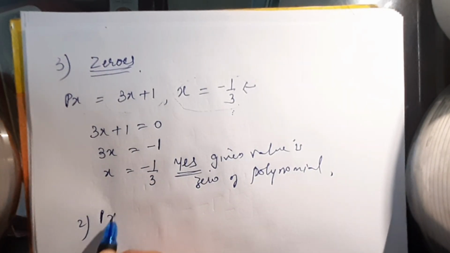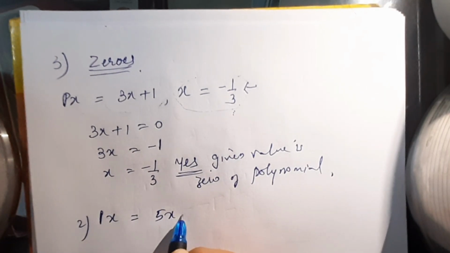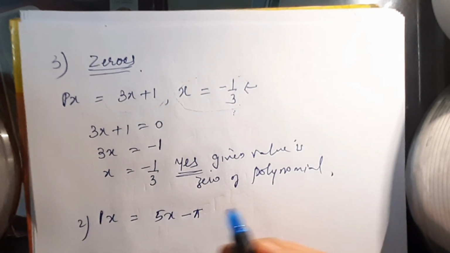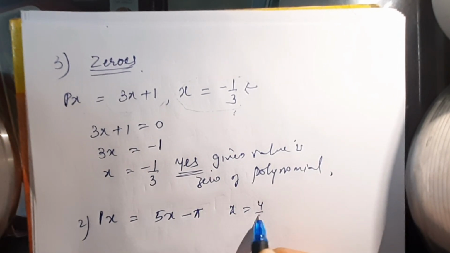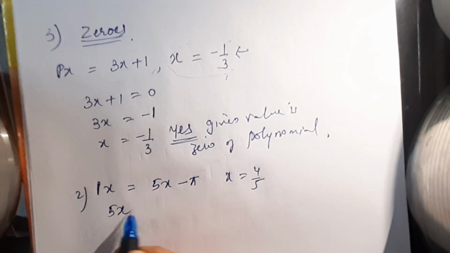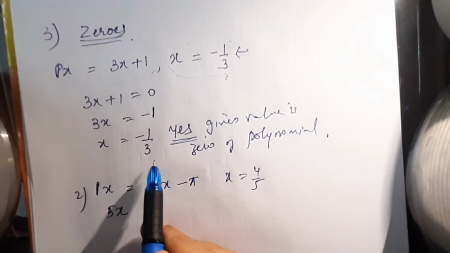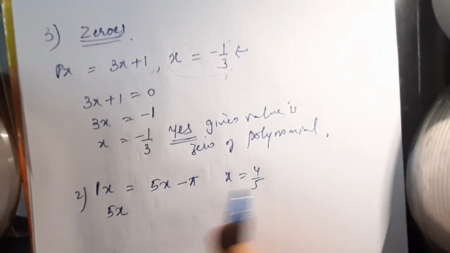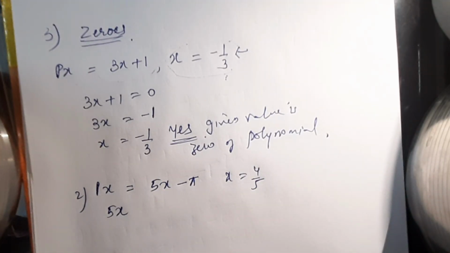Now the second question, it's given p of x as 5x minus pi and x is given as 4 upon 5. Again we compare the equation with 0. So once I explained by comparing, now I'll replace the value with 4 upon 5.